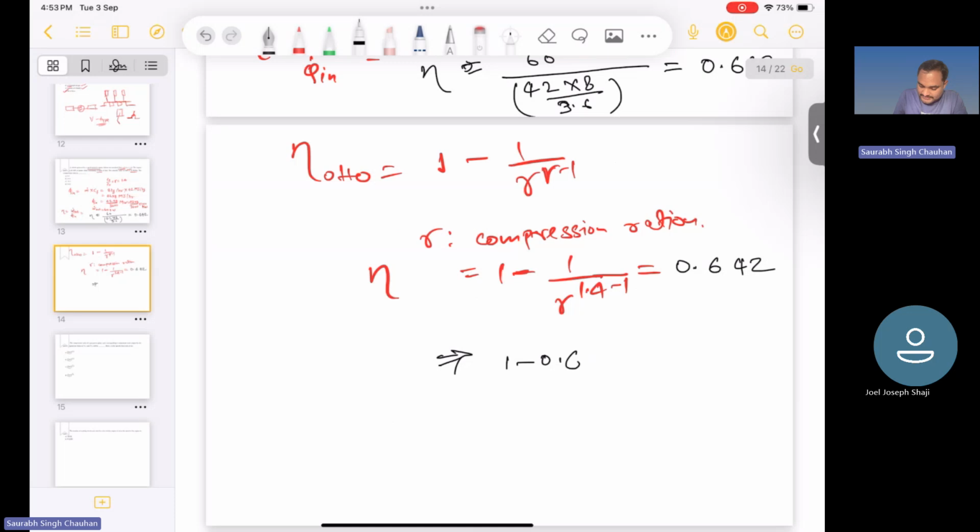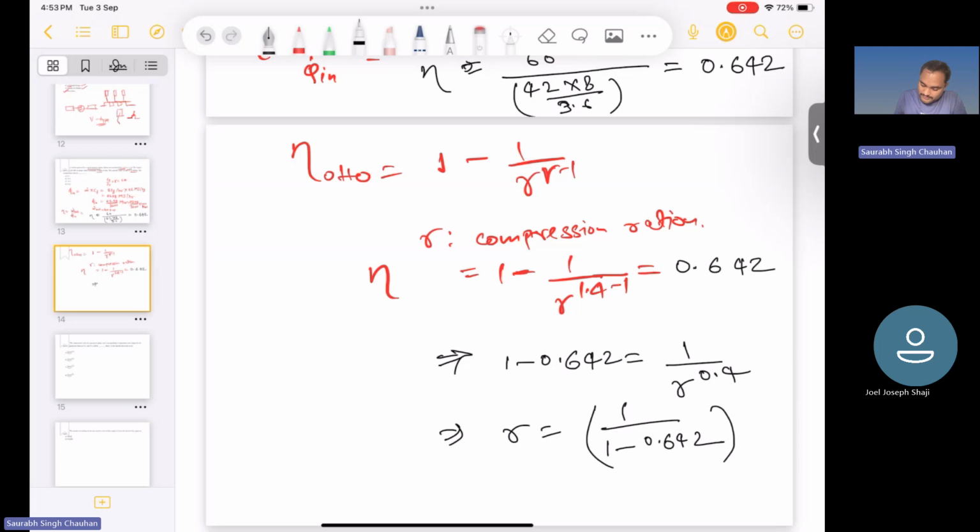1 minus 0.642 will be equal to 1 upon r to the power 0.4. So r will be equal to 1 upon (1 minus 0.642) to the power 1 upon 0.4. Okay. So I'm getting it something around 13 point something compression ratio.